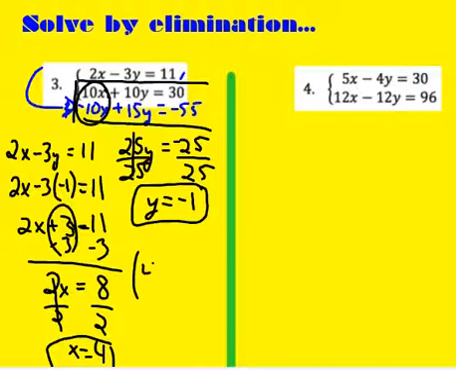So that point would be (4, -1). Remember, we're still solving for points on a graph. All right, you can graph all of these lines if you wanted to. Number 4 I did a little bit differently.